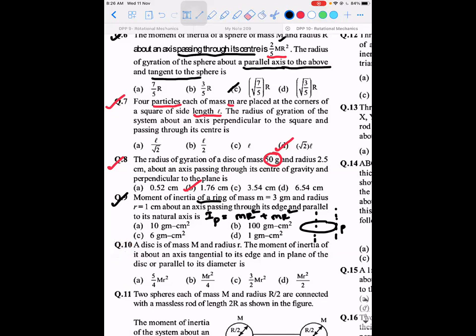10th one. A disk is of mass capital M and radius r. The moment of inertia of it about an axis tangential to its edge and in the plane of the disk and parallel to its diameter. So there is a disk of mass m and radius r. You need to find the moment of inertia of it.